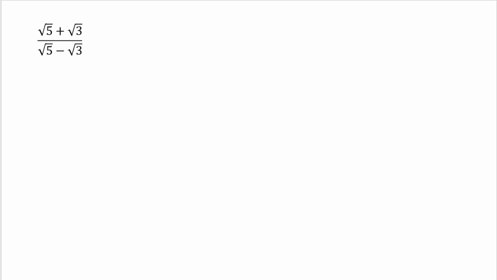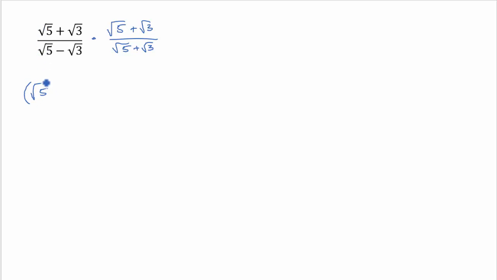All right, let's take a look at this one. So when we have this binomial with radicals in the denominator, we're going to multiply by the conjugate. The conjugate is the square root of 5 plus the square root of 3 over the square root of 5 plus the square root of 3. So we're going to FOIL the top and we're going to FOIL the bottom.